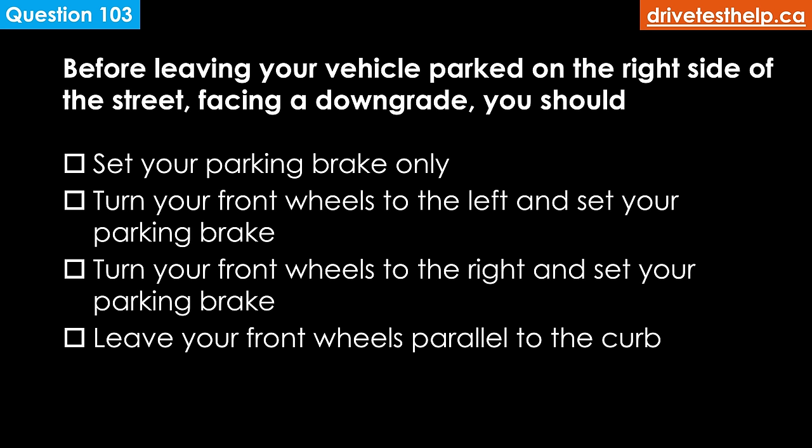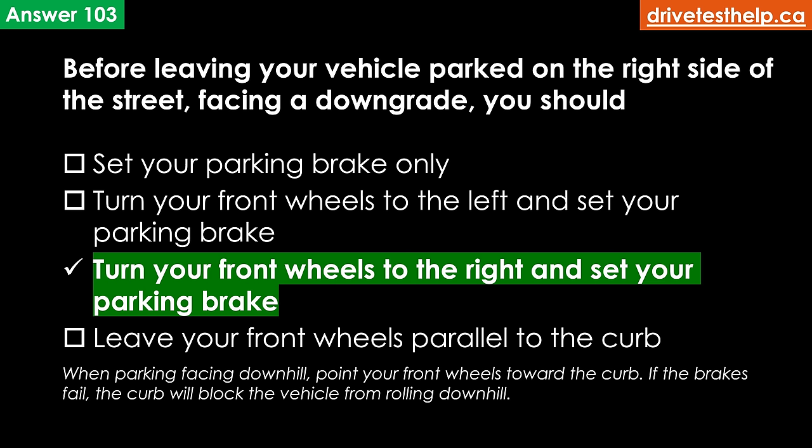Before leaving your vehicle parked on the right side of the street facing a downgrade, you should set your parking brake only, turn your front wheels to the left and set your parking brake, turn your wheels to the right and set your parking brake, leave your front wheels parallel to the curb. The correct answer, turn your front wheels to the right and set your parking brake. When parking facing downhill, point your front wheels toward the curb.